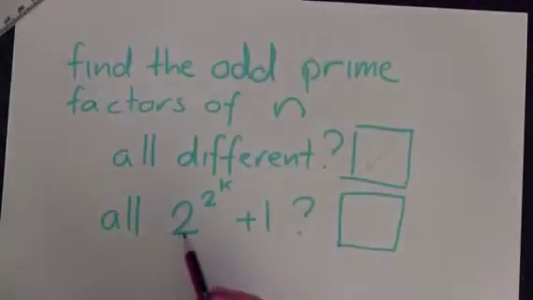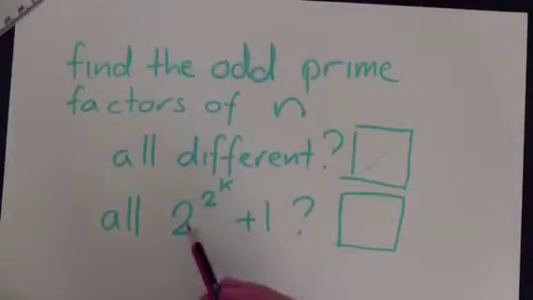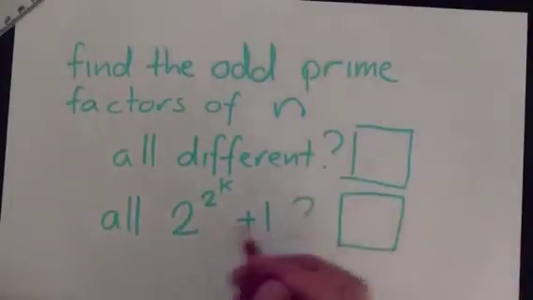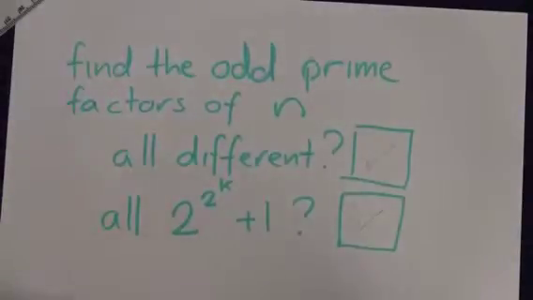And are they all powers of 2 plus 1? Well, 5 is 4 plus 1, and 4 is 2 to the power of 2. So sure, 5 also passes this test, and we can construct a regular pentagon using a ruler and a compass.